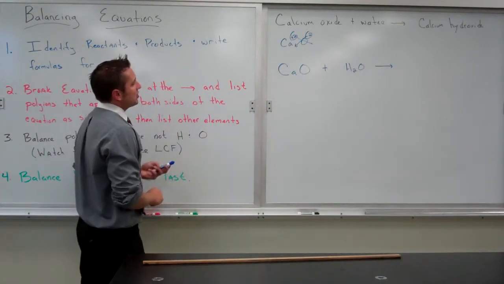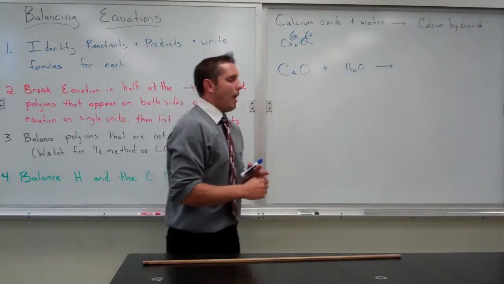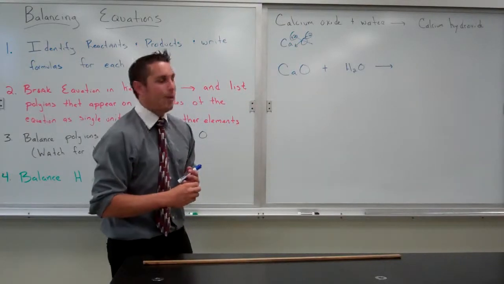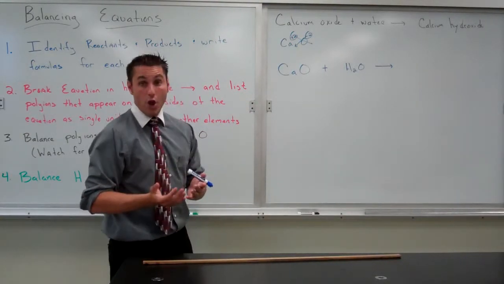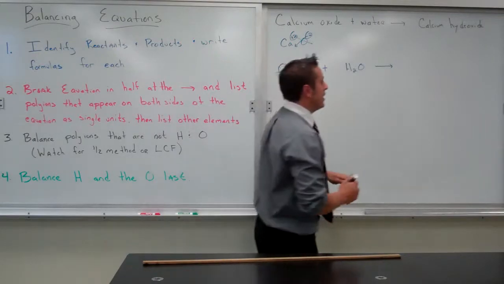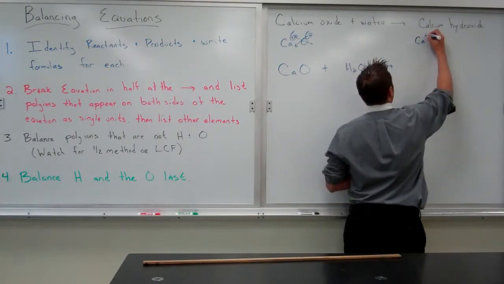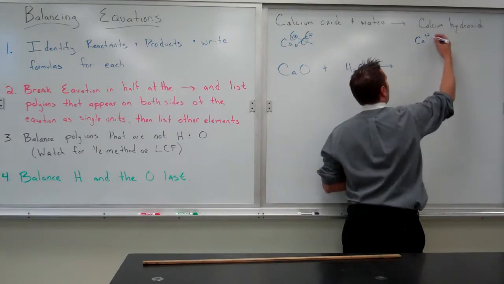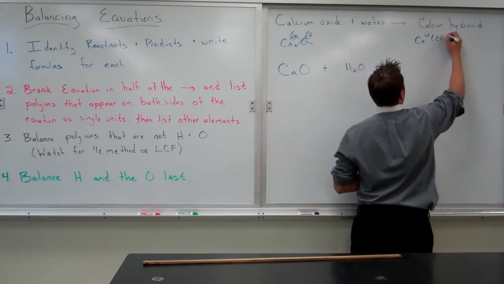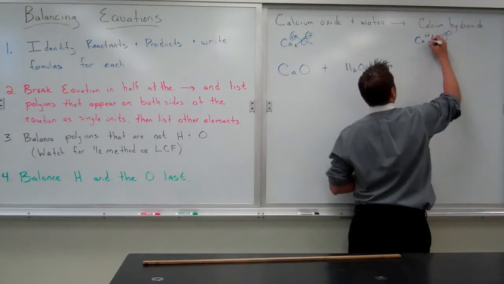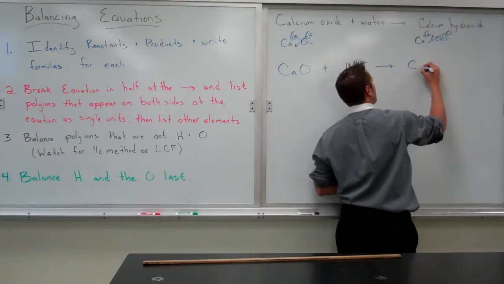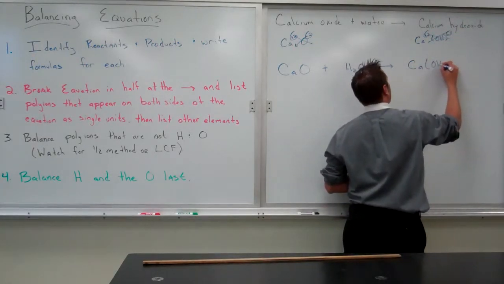Third one there, calcium hydroxide. Element or compound? It is a compound. Prefixes? No. So no prefixes means symbols and charges and cross them. Ca plus 2 is calcium. Hydroxide is a polyion. OH minus 1. Cross and reduce, and we get Ca(OH)2.